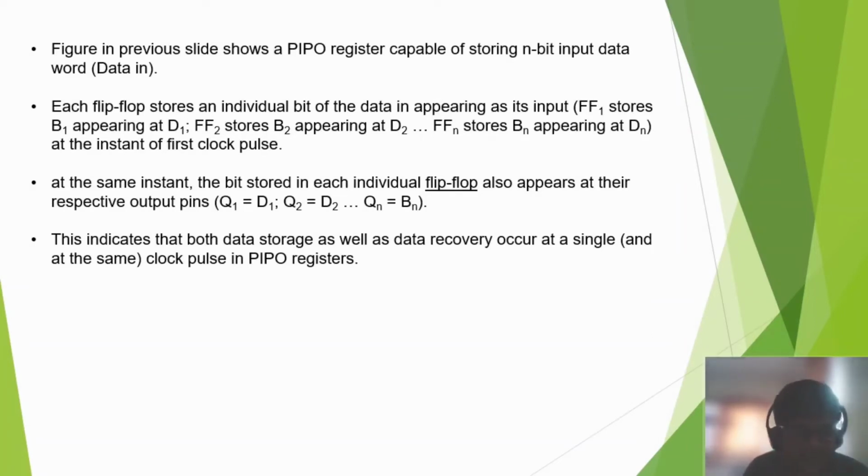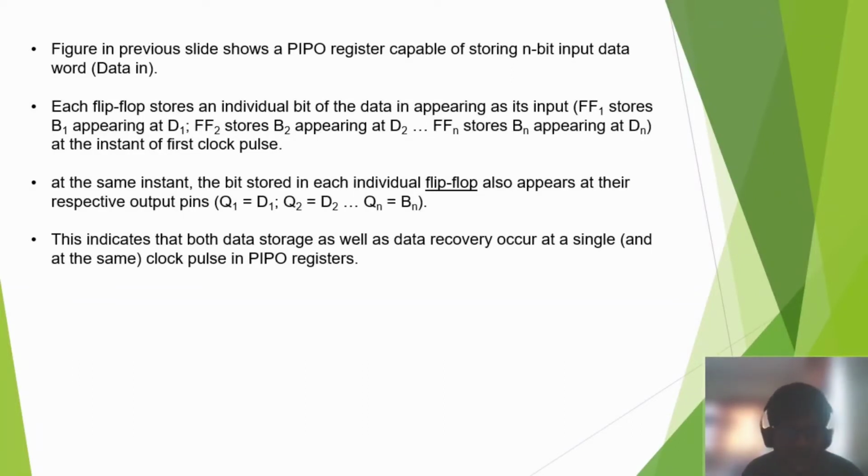The previous figure of the parallel in, parallel out register is capable of storing n bits of input data. Each flip-flop stores an individual bit of data appearing at its input. That is, flip-flop 1 stores B1 appearing at D1. Similarly, flip-flop N stores Bn appearing at Dn when the first clock pulse is applied.